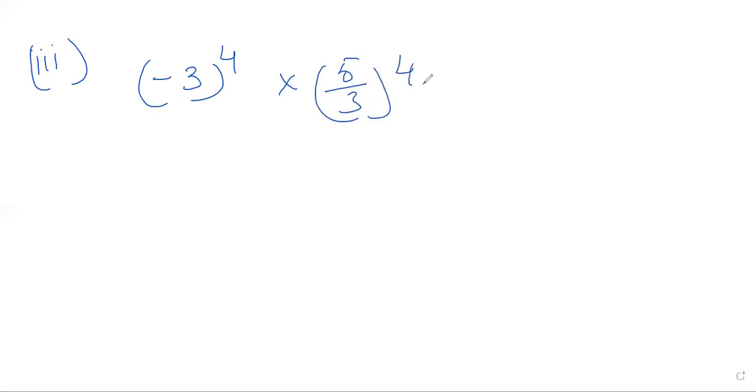Next, the third one. Minus 3 whole to the power of 4 into 5 by 3 whole to the power of 4.